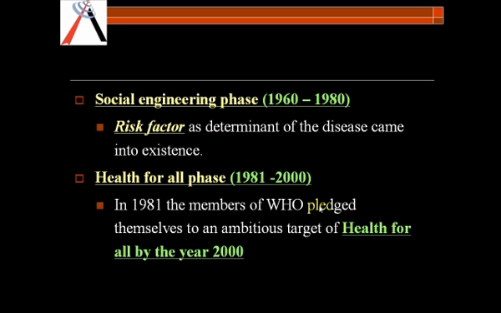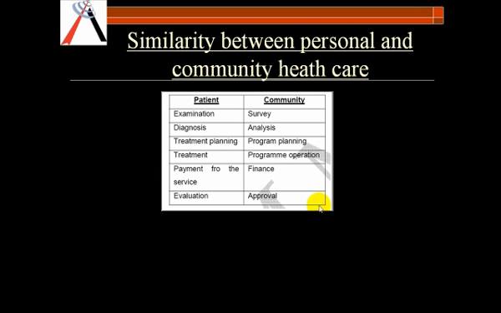The next phase is the social engineering phase, wherein the concept of risk factor was introduced. Risk factor is not the one that causes the disease. It is the one that increases the probability that a person may get a disease. Then we have the next phase as the health for all phase, and it was in this phase that WHO pledged for an ambitious target of health for all by the year 2000. So that was the health for all phase.